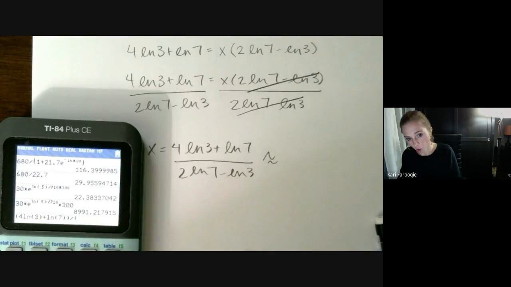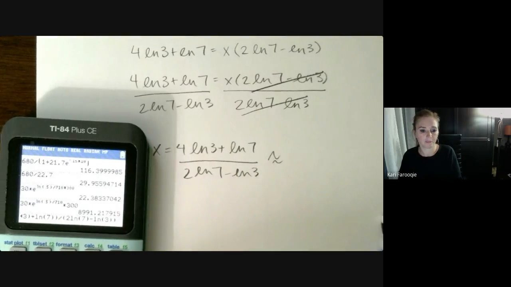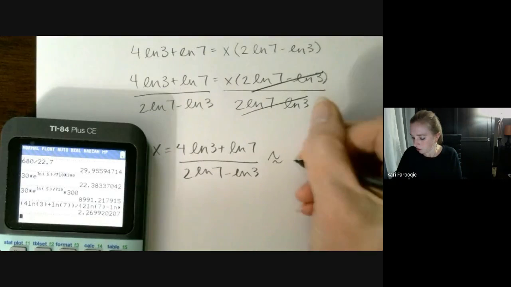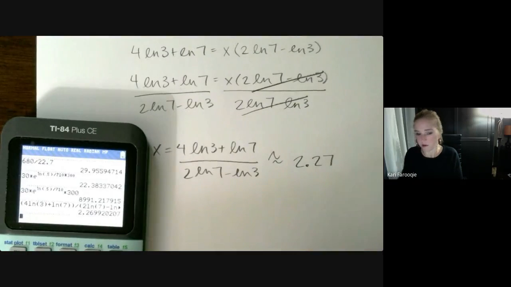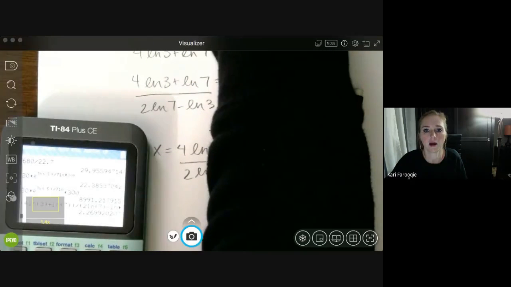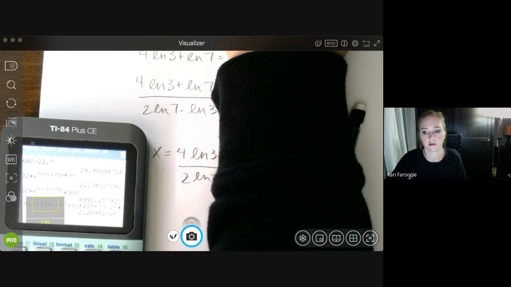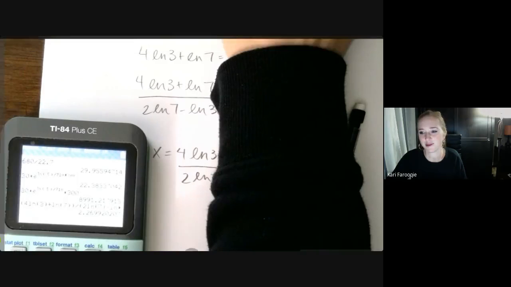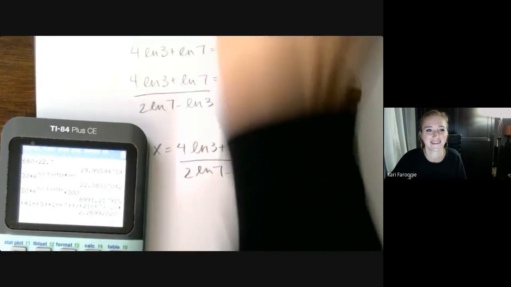Divided by, open your parenthesis, 2 ln 7, close, minus ln 3, close the natural log, close the denominator. And this will give you approximately 2.27. So all of those 9 people, 10 people now, were correct.